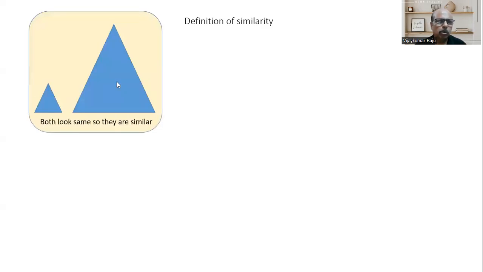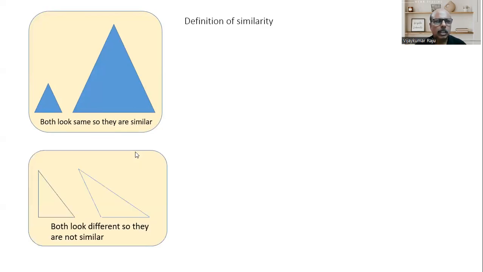See, both look the same, so they are similar. Let's see this. Both look different, so they are not similar. This is a layman's concept about similarity. Looking the same, different size, similar. Looking different, maybe of the same size or may not be of the same size, still they are not similar. Okay, so let us define it.